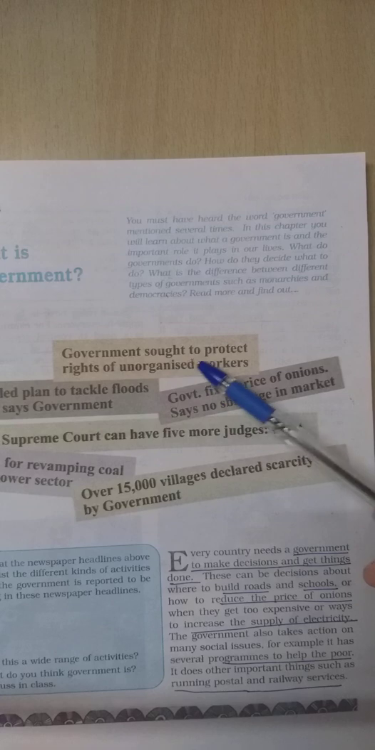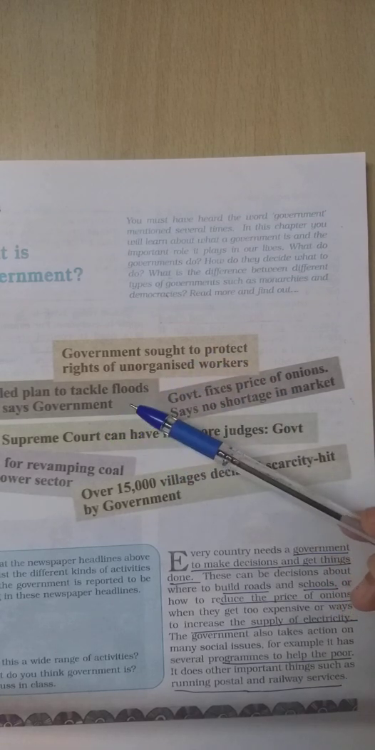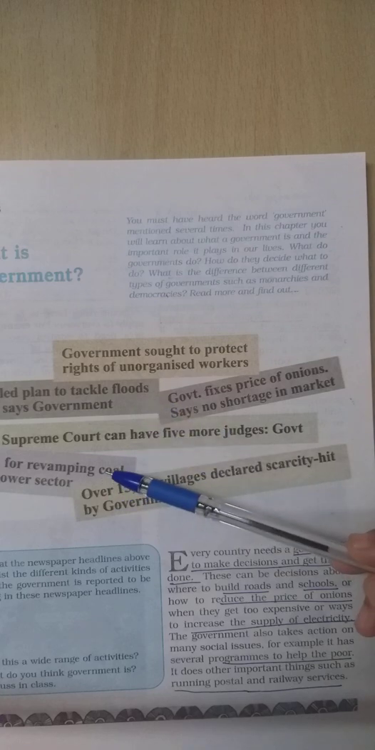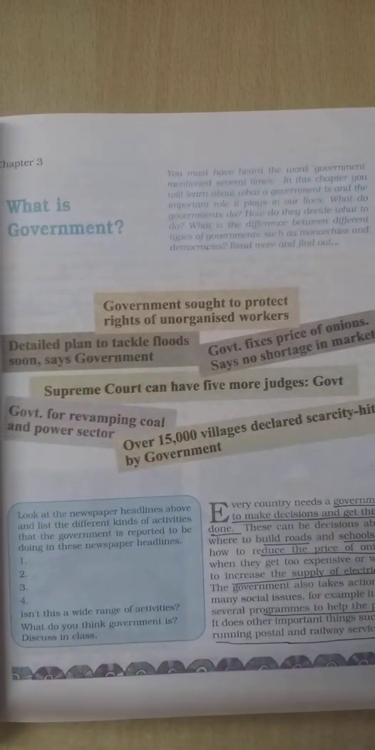Governments sought to protect the rights of unorganized workers. Detailed plan to tackle floods soon, says government. Supreme Court can have five more judges. Government fixes prices of onion, says no shortage in market. Government for revamping coal and power sector. Look at the newspaper headlines above and list the different kinds of activities that the government is reported to be doing in these newspaper headlines.